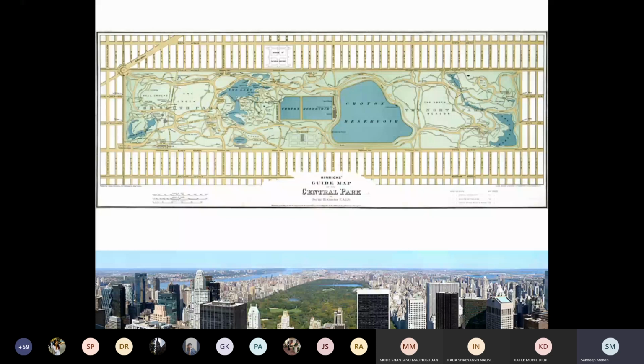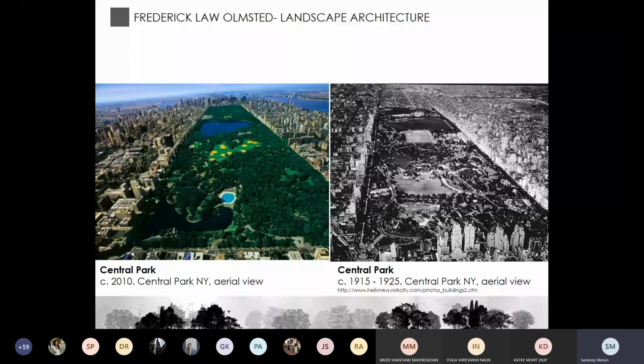So here is an example wherein it was designed for the people in the first case, and then this wasn't replicated in many other cities. So here is an image of how the park was in the past and how it is today. You can actually see how the grain of the buildings, the tall buildings around, how they've changed.